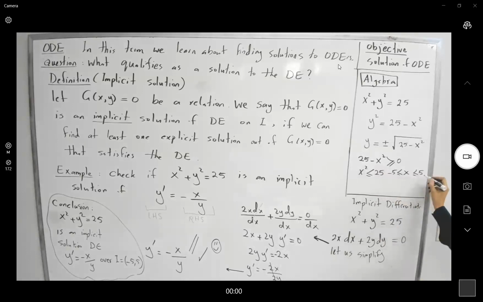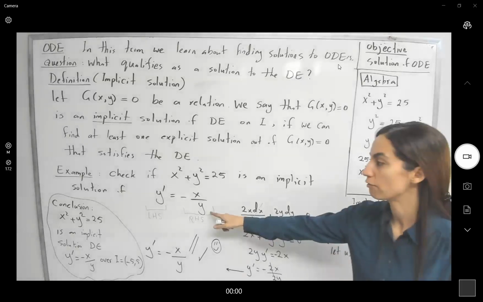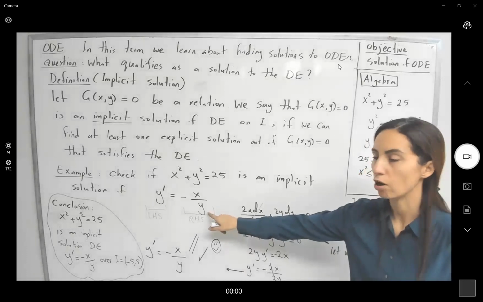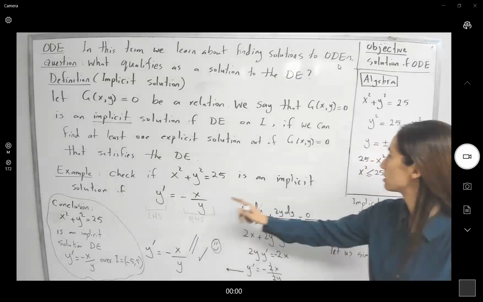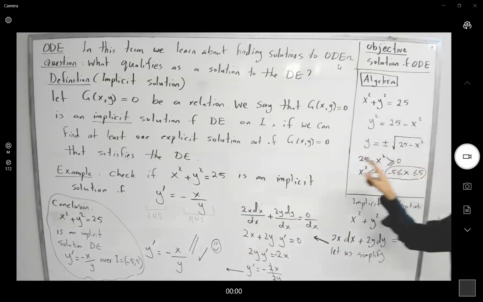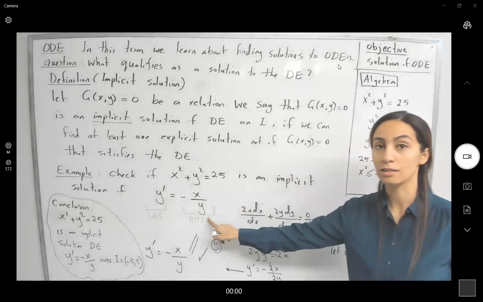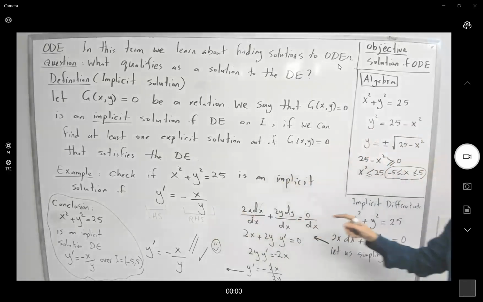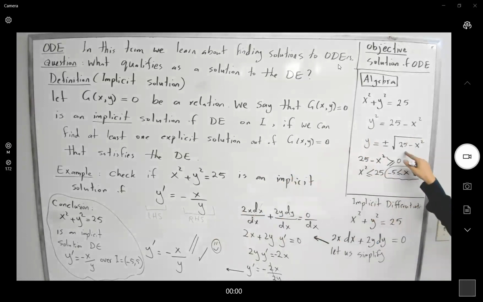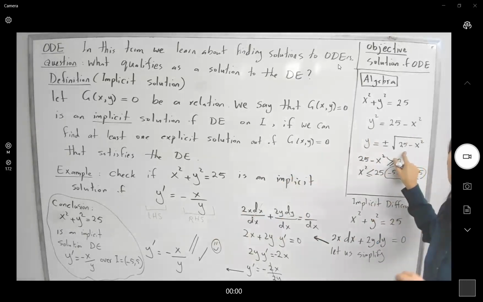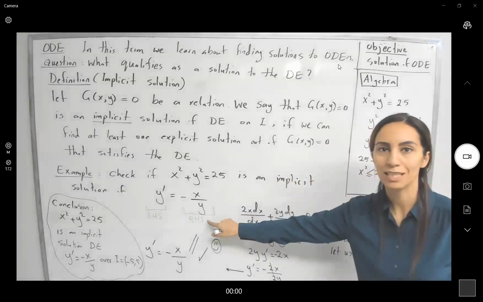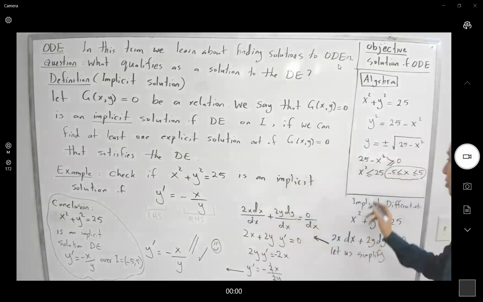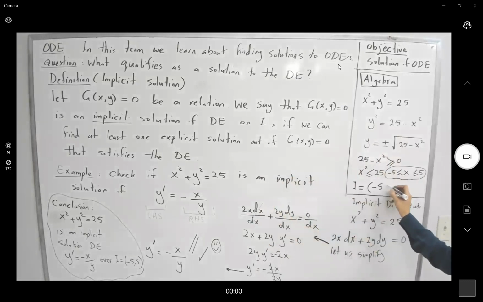and 5. Okay, so take a look at your differential equation. You have y in the denominator. It means that these radicals can be placed in the denominator. So if I have 5 and negative 5, this radical is going to be 0. You get 0 in the denominator, which is a no. So your I is going to be the open interval, parentheses, negative 5 and 5.